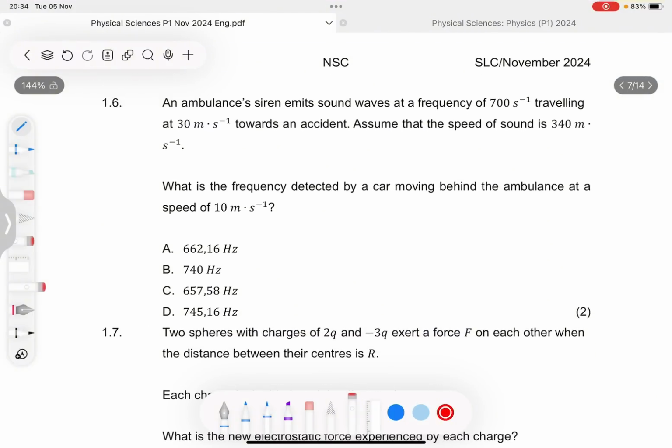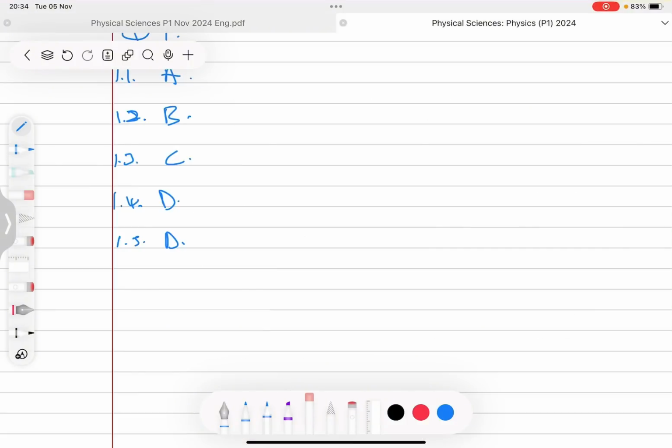1.6, they say to us that an ambulance siren emits sound waves at a frequency of 700 per second, traveling at 30 meters per second towards an accident. Assume that the speed of sound is 330 meters per second. Now, what information do we have at this stage? I'll write down my given information.